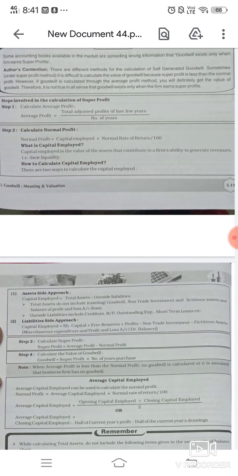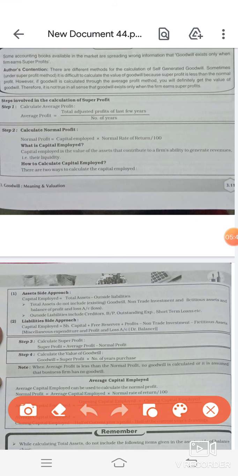So after calculating the capital employed, we have to find the normal profit. That is capital employed into normal rate of return divided by 100. And after finding the normal profit, we have to come to the step 3 to calculate the super profit.